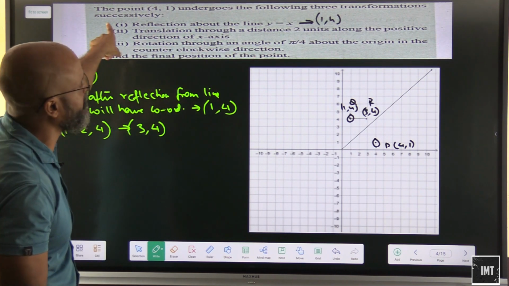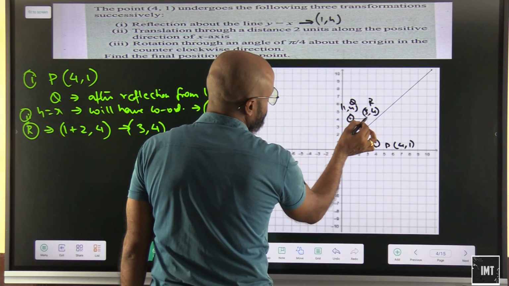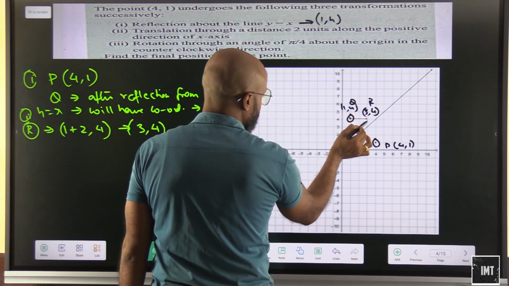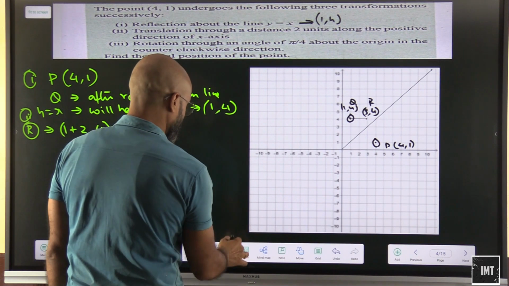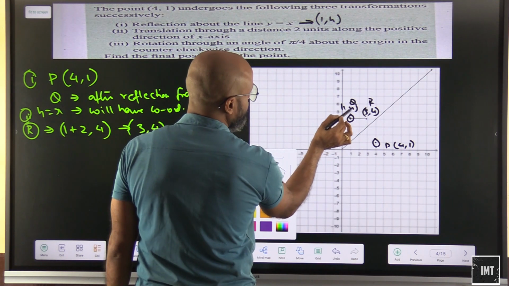Next, rotation through an angle pi by 4 about the origin. So this is R basically, and it is getting rotated by an angle pi by 4. This is how the rotation is happening. If we locate the rotation here, it will be like this, right?